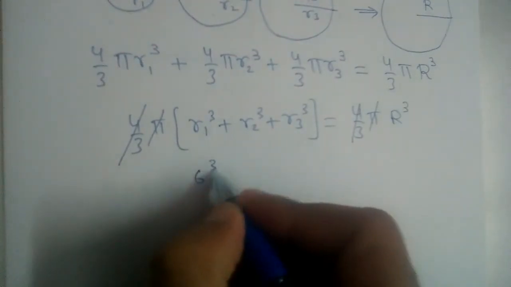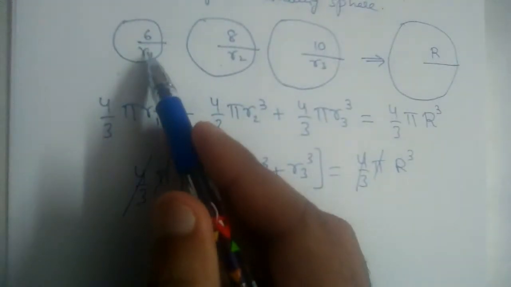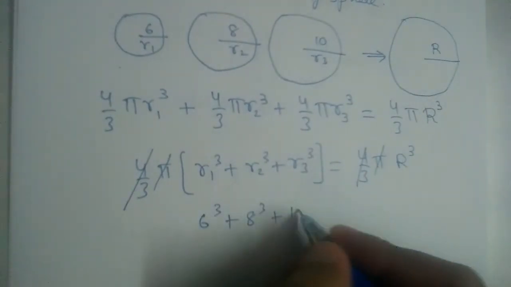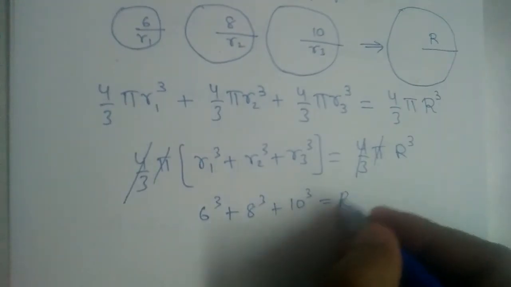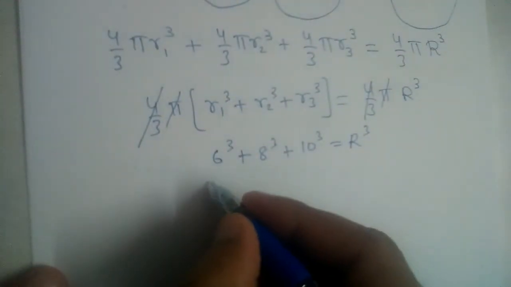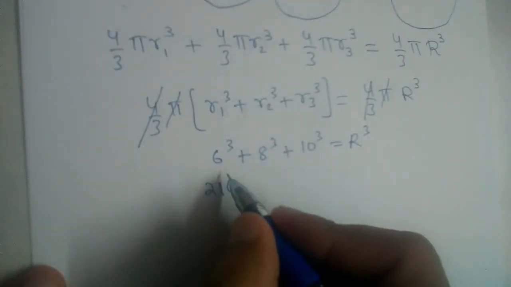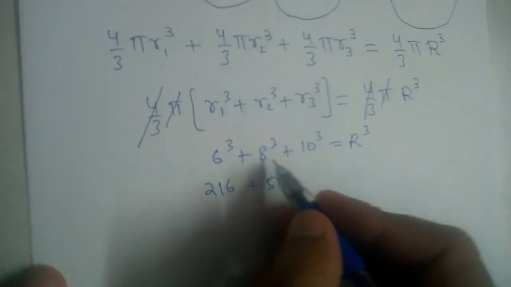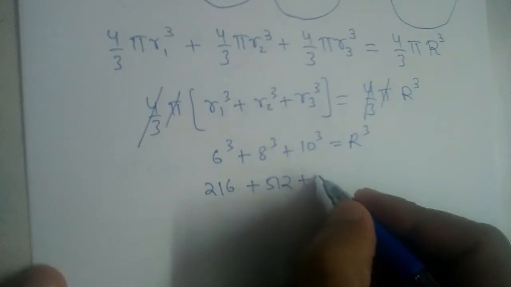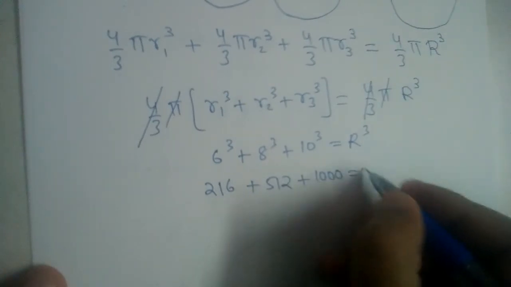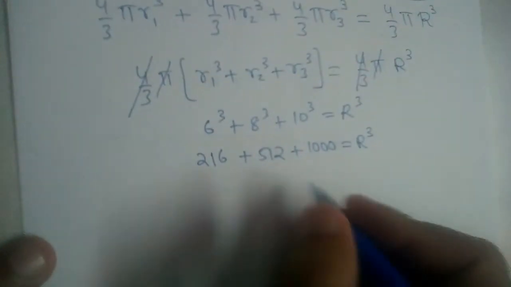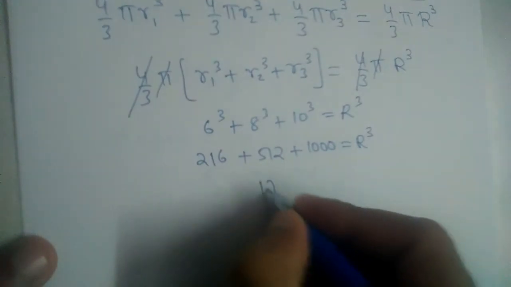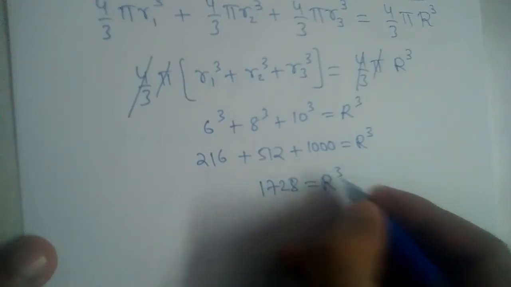So this is 6 cube, as the radius of the first sphere is 6. Radius of the second sphere is 8, so 8 cube. Radius of the third sphere is 10, so it will be 10 cube. It will be equal to R cube. 6 cube is 216, 6 into 6 into 6. 8 cube is 512, 8 into 8 into 8. 10 cube, 10 into 10 into 10, is 1000. So this gives us R cube, which is equal to 1728.